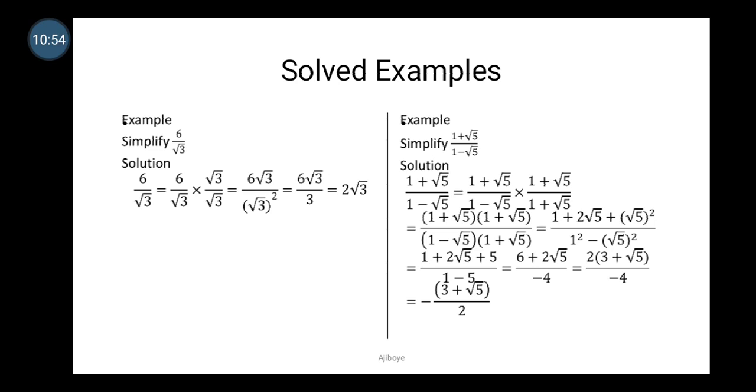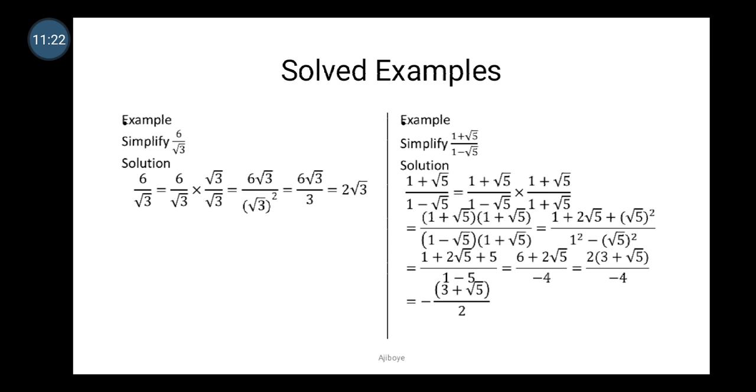So we have 6 over surd 3 equals 6 over surd 3 times surd 3 over surd 3. And that will be equal to 6 surd 3 over surd 3 squared. The square on the surd 3 will cancel the square root on the 3. So we have our final answer equal to 6 surd 3 over 3. And 3 will divide 6, and that will give us 2 surd 3.